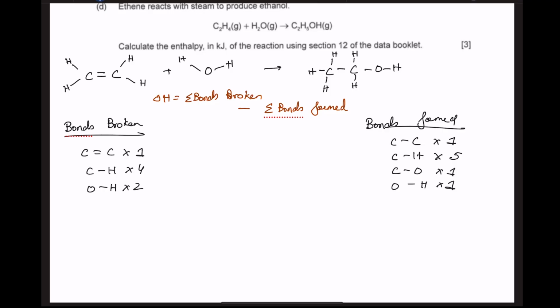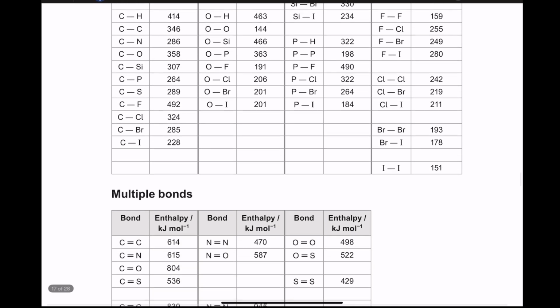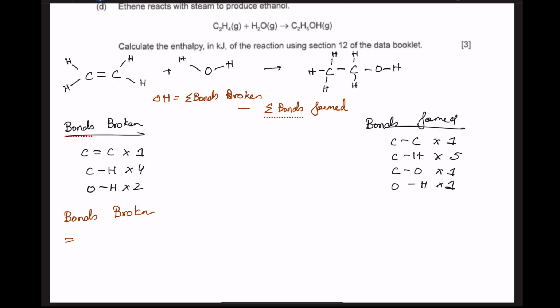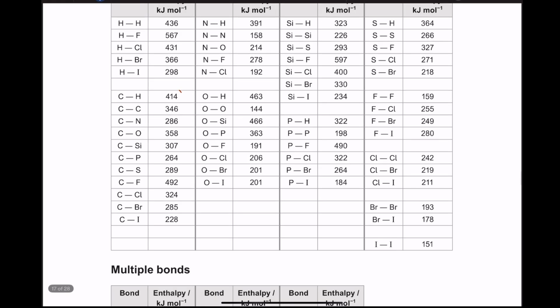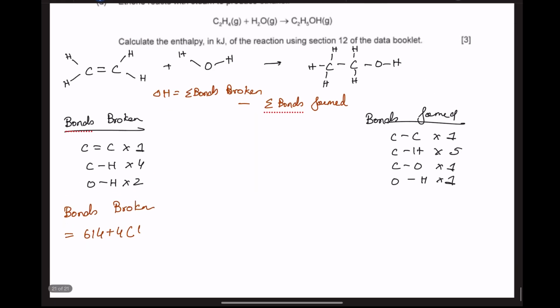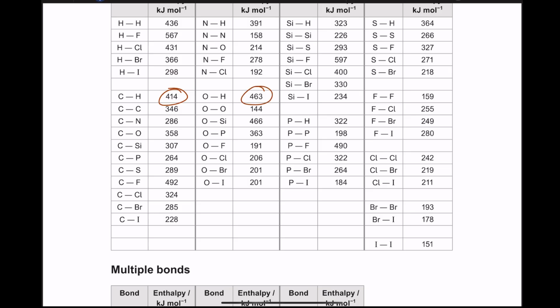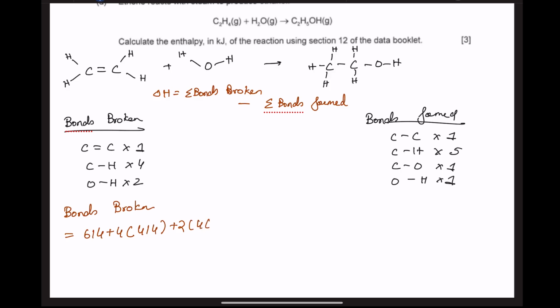So for bonds broken, 1 times C double bond C, which is 614. And you have 4 times CH, CH is 414. 2 times OH, OH is 463. Now when you add these together, you get 3196 as the summation of bonds broken.